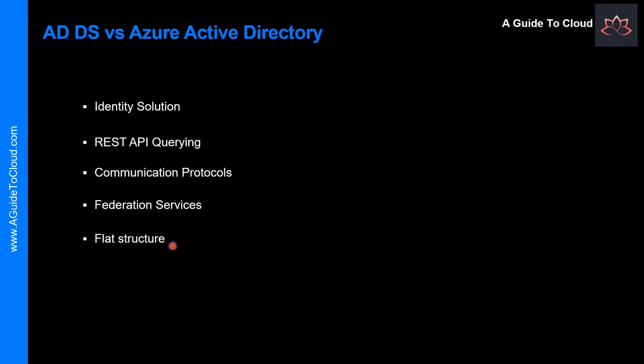Azure AD users and groups are created in a flat structure, and there are no organizational units or group policy objects, or GPOs, in Azure AD. So Azure AD is a managed service. You can manage the users, groups, and policies using Azure AD.